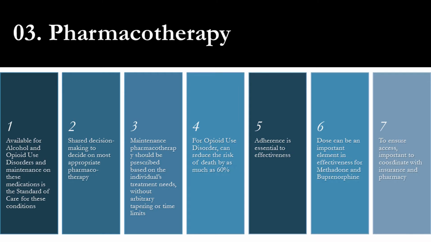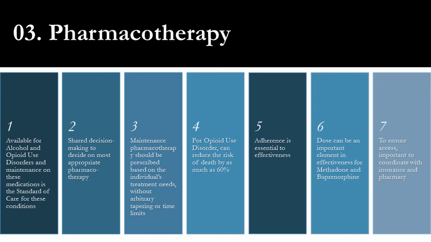taken into consideration. For opioid use disorder, pharmacotherapy can reduce the risk of death by as high as 60%. And so at the end of the day, what leads to that reduction in mortality is adherence. Adherence to the pharmacotherapy is the thing that matters most. And so if someone's adherent to their buprenorphine, their methadone, their naltrexone, they will do better than someone who is not.